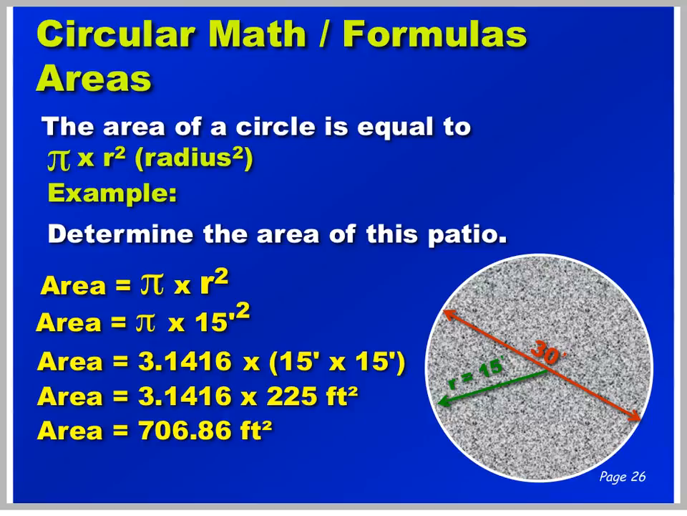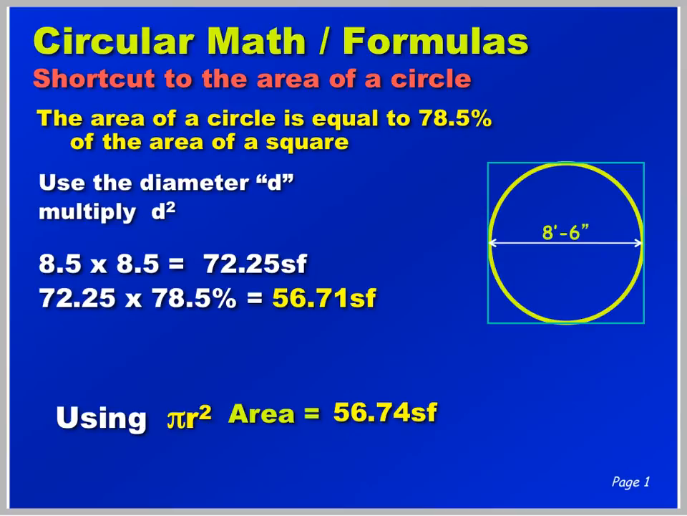The final answer giving you 706.86 square feet. A shortcut to finding the area of a circle would be to use the percentage of a circle to a square, and that is simply d squared times 78.5.